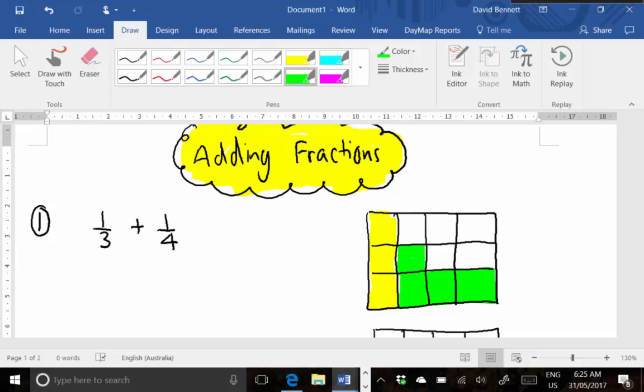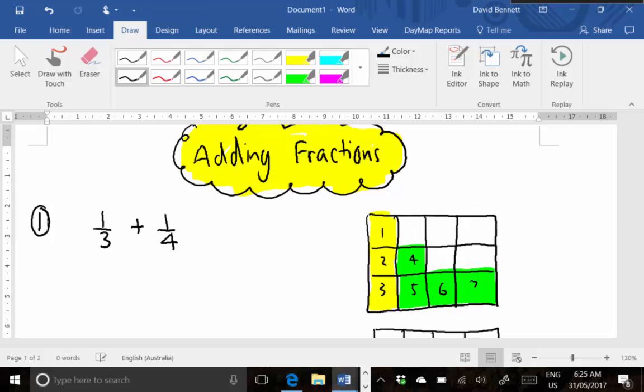So what I'm looking for, if I count the number of squares that are shaded over here, I've got 1, 2, 3, 4, 5, 6, 7. So I'm thinking the answer is going to be 7 out of how many squares do we have? Well, we've got 12 squares. 4 by 3 is 12 squares.